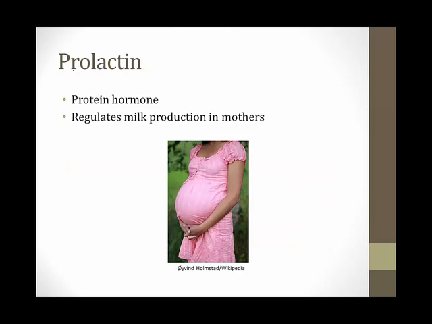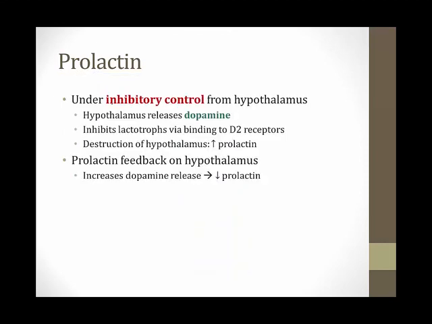So we'll begin our discussion of pituitary hormones by talking about prolactin. Prolactin is a protein hormone and it regulates milk production in mothers. As I mentioned to you before, prolactin is under inhibitory control from the hypothalamus. The hypothalamus releases dopamine, which inhibits the lactotrophs in the anterior pituitary gland that produce prolactin. It does this by binding to D2 receptors.